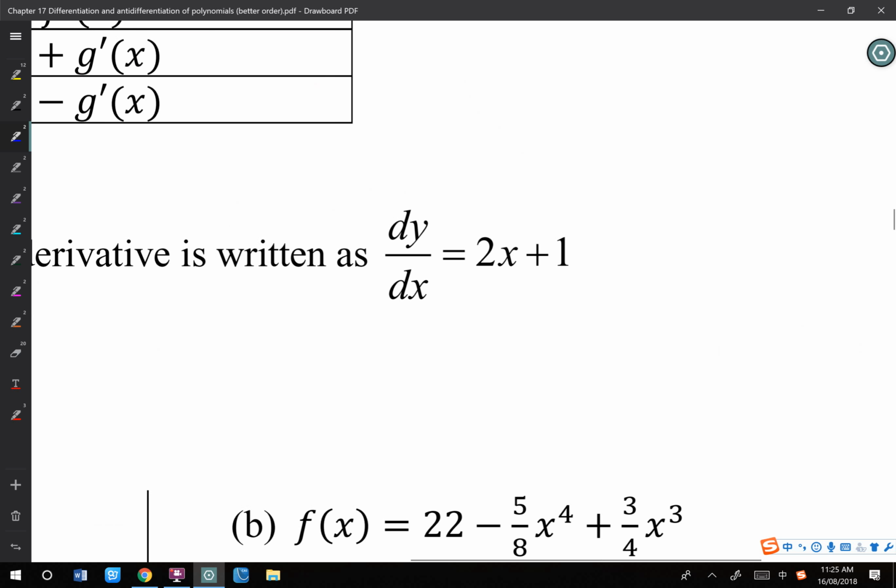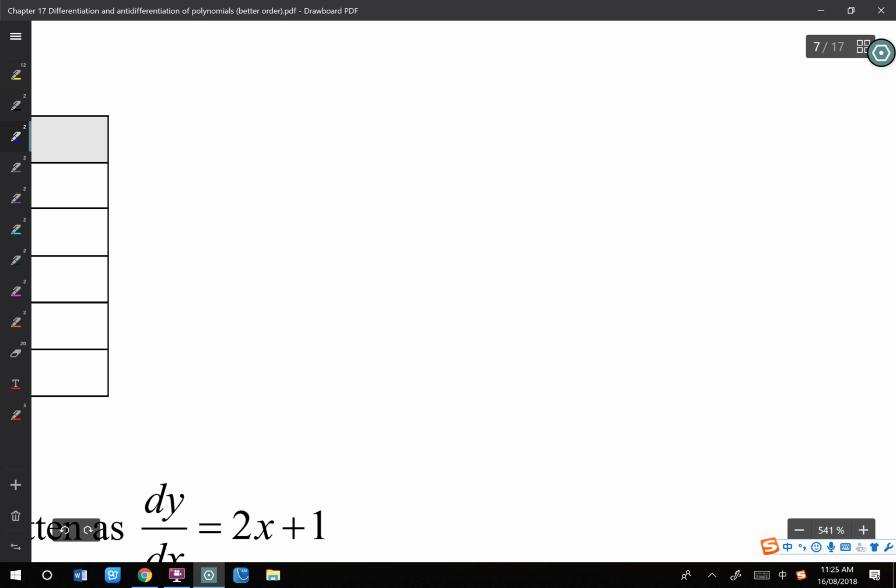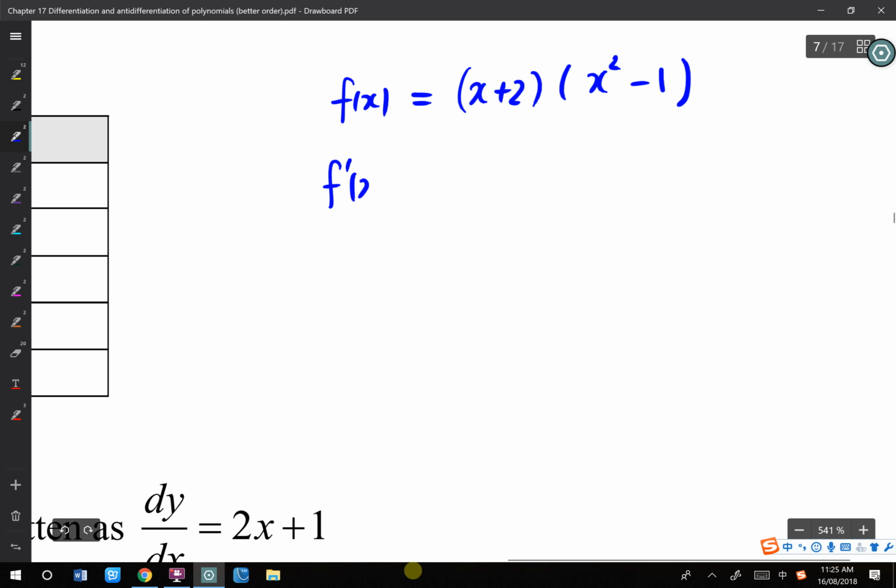Okay, I'll show you an example. For example, if I have f(x) equals (x plus 2)(x squared minus 1), you don't need to copy this, it's a wrong example. If you derive the first bracket, x derived is 1, so the coefficient is 1. And then you derive the second one, which is 2x. The 1 disappeared and you multiply them. That's incorrect.